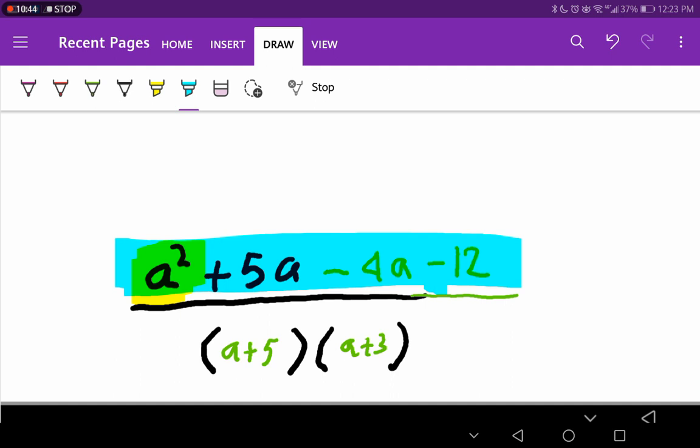I have 5a now. Do I have anything that has a number and an a next to it? It is right here. What is the sign? It is minus. So 5a minus 4a is 1a. Do I need to write the 1? No, a is the same as 1a. So I combine them.